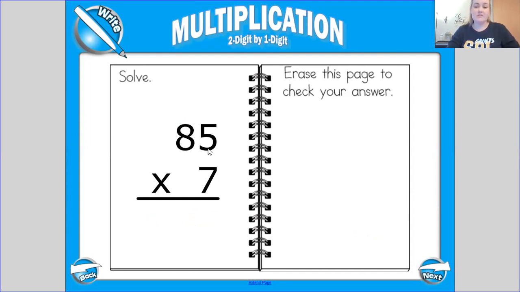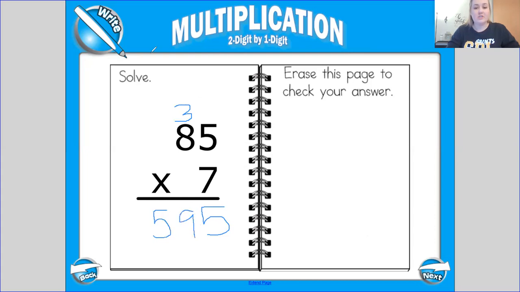85 times 7. So first I'm going to go to my ones place. 5 times 7 gives me 35. Let's write that in. Here's my 3, it goes up here. My 5 goes down here. Then I'm going to come here and go 7 times 8. Don't forget, 5, 6, 7, 8. So 56. So 56 is 7 times 8. And then I need to add 3 more onto that. So 56 plus 3 gives me 59.